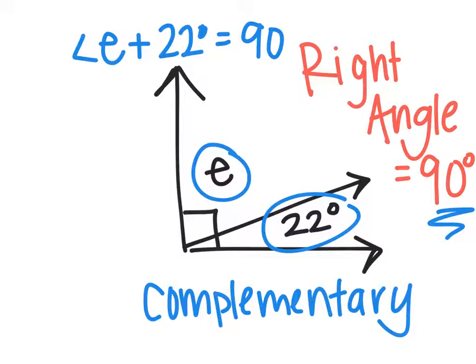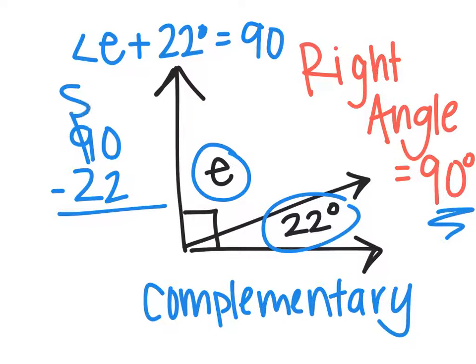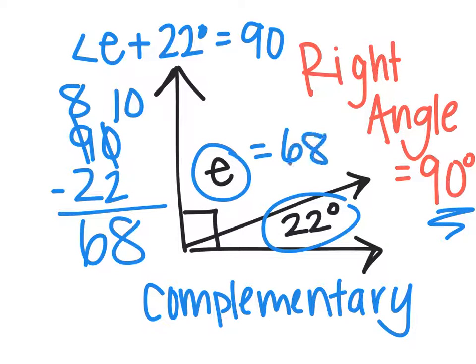So angle E plus 22 equals 90. Well, off the top of my head, I don't know what something plus 22 equals 90. So instead, I'm going to subtract. Okay, I'm going to find the difference. So I'm going to take 90 minus 22. Let's see, use my subtraction skills. I can't take 2 away from 0. I'm going to borrow, regroup. 10 minus 2 is 8. 8 minus 2 is 6, so 68. So that means angle E equals 68.